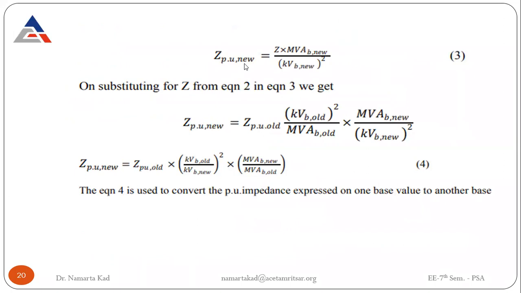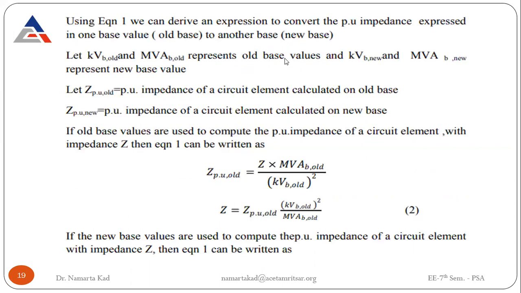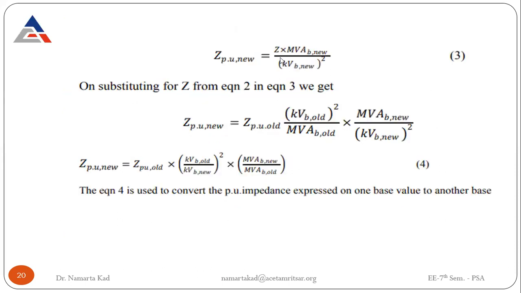Z per unit new is the calculation of the new per unit value of the impedance based upon the new base values. So it is Z multiplied by MVA base new divided by kV base new square. Mark it as equation number 3. Now simply put down this formula of Z actual value in the form of old base values here in equation number 3.